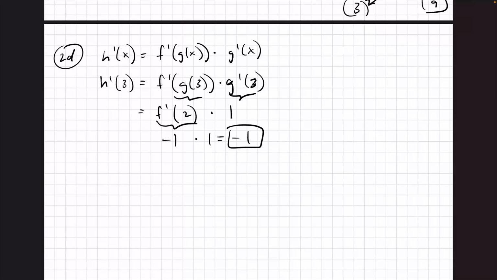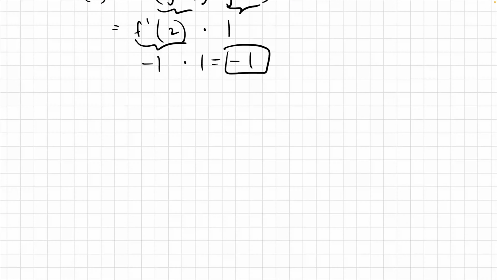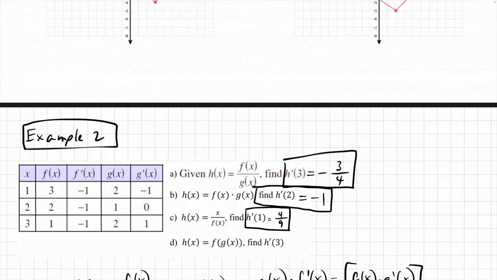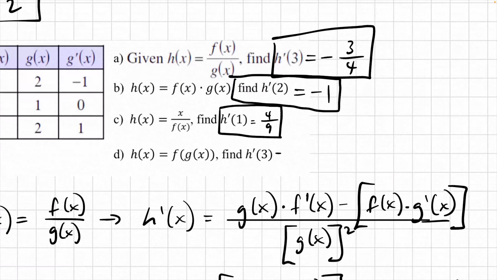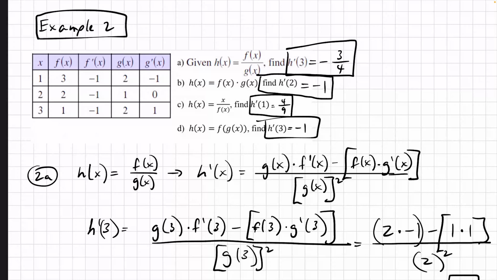Oh, negative 1? Wait, let me write down my answer. Negative 1. Negative 1. Okay. All right. Yeah, 3 negatives. We're doing good, guys.